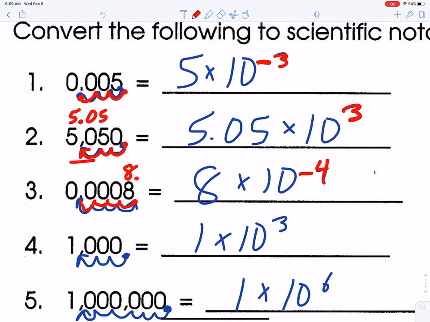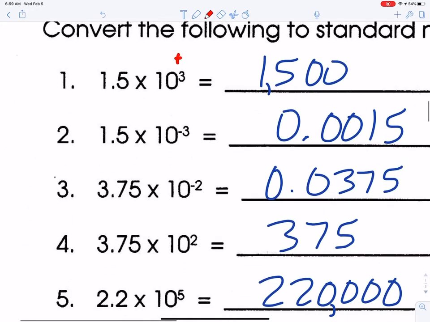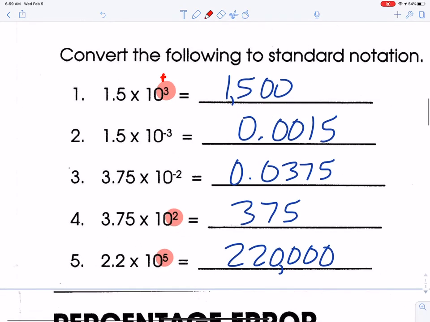If we jump to the next section, remember, when the exponent was positive, up here, it was a number that was greater than 1. When it was negative, like these two, it was a number that was less than 1. So when I see this positive 3 and this positive 2 and this positive 5, I know that my number is going to be greater than 1. So when it's 10 to the third, I know to move it over 3.